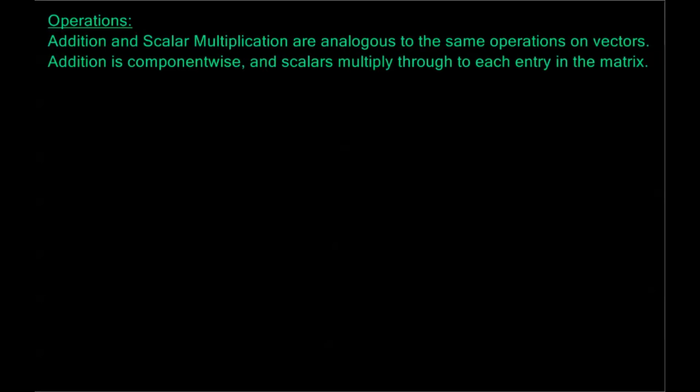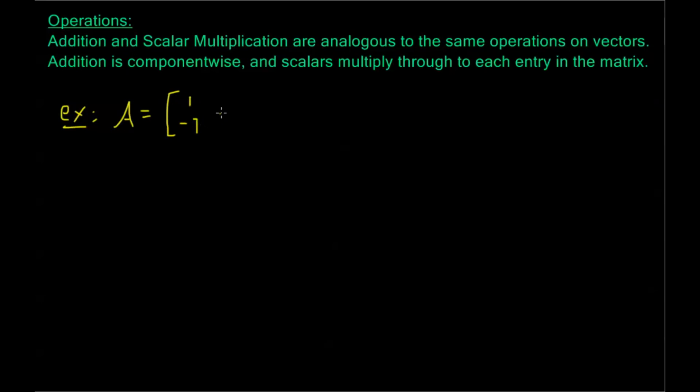Now, that's the basic introduction, so let's talk a little bit about matrix operations. As matrices are kind of generalizations of vectors, the vector addition and the vector scalar multiplication that we talked about in the last video carries over to matrices as well. Matrix addition is going to be component-wise, and scalar multiplication just multiplies that scalar through to each entry in the matrix. Let's do an example here. I'm not being very explicit with these operations, so let's make sure we all understand what's going on, generalizing this from vectors.